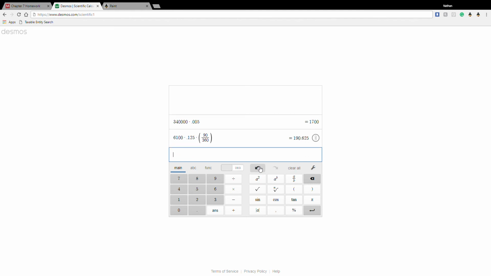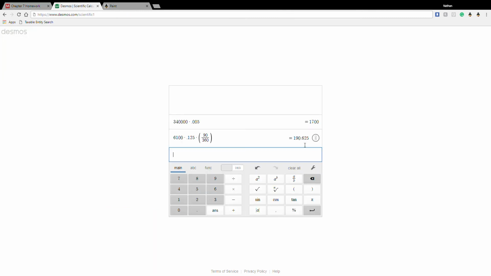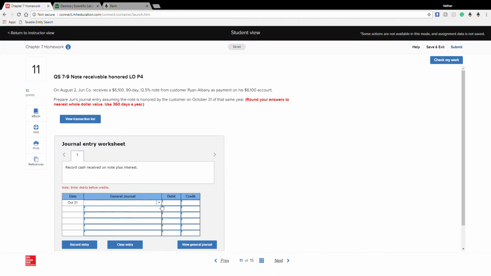Okay. So this says the total interest is $190.63. Remember, this is money. We always round to the nearest hundredth. Okay, so always 2 decimal places. So let's see what it says. Oh, round your answer to the nearest whole dollar. So since this is 6, it's greater than 5, or basically it's 5 or above. This is actually 191.